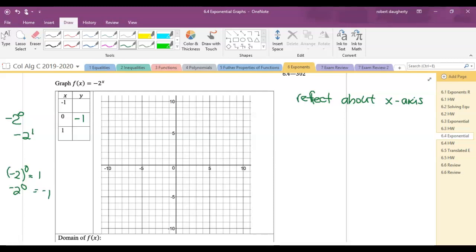Okay, so what is negative 2 to the 1? What's 2 to the 1? 2. What happens when you stick a negative in front of a 2? You get negative 2. Okay, negative 1. What is negative 2 to the negative 1? What's 2 to the negative 1? What number is that? 1/2. What happens when you stick a negative in front of 1/2? Negative 1/2. So I've got these 3 points: 0, negative 1; 1, negative 2; and negative 1, negative 1/2.